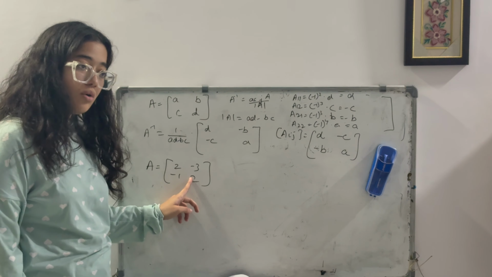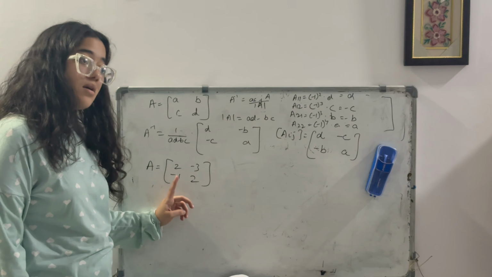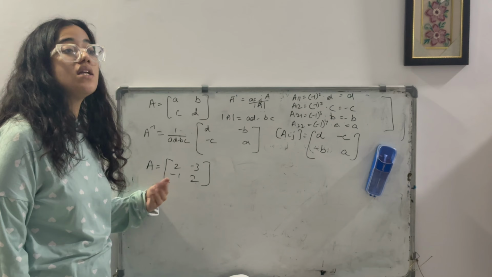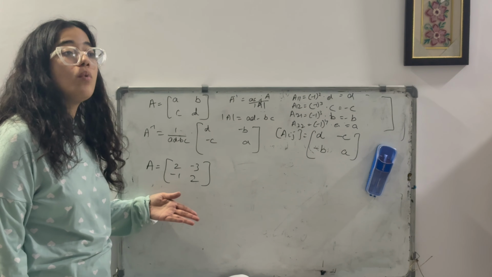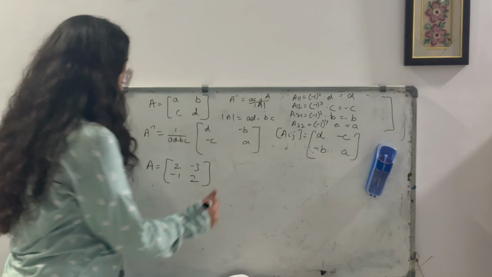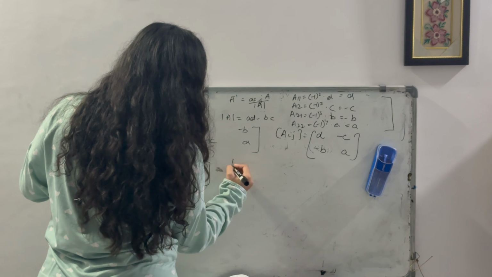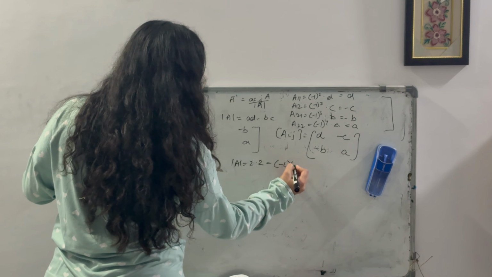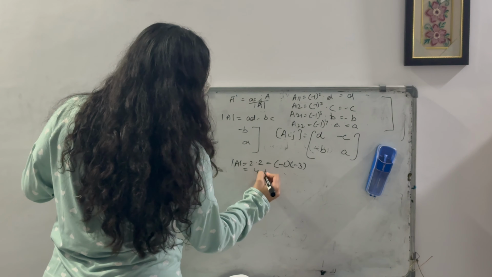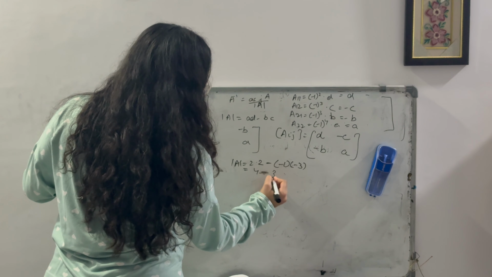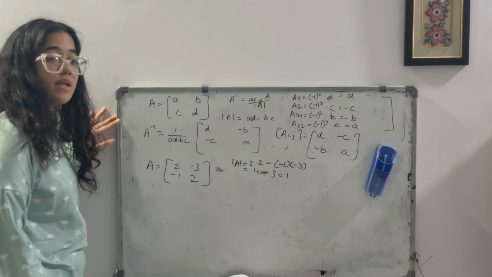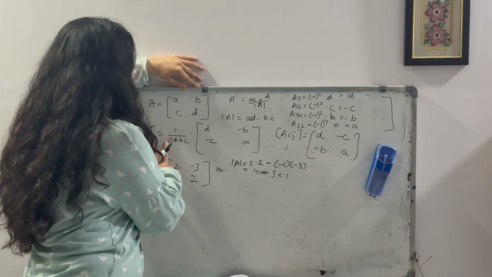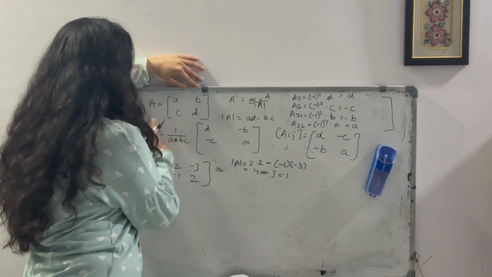2 into 2 minus minus 1 into minus 3. Minus 1 into minus 3 is plus 3. So 4 minus 3 is 1. Determinant of A would be 2 into 2 minus minus 1 into minus 3, 4 minus 3, which is 1. Right? So now what is the determinant? Determinant is 1. So we have calculated this.